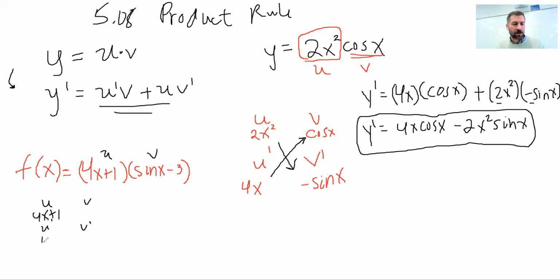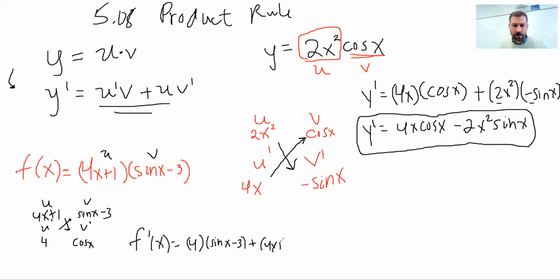If I take the derivative of that, that's just 4 plus 0. And then v is going to be sine x minus 3. What's the derivative of sine? Cosine. What's the derivative of negative 3? 0. So here are my values. So when I find f prime of x, I just have to once again make sure I put them in this order. U prime times v. So 4 times sine of x minus 3. And then remember, we're adding the product of u and v prime. So we're going to go back up to u, which is 4x plus 1. I'm going to use parentheses again, times v prime, which is cosine of x.